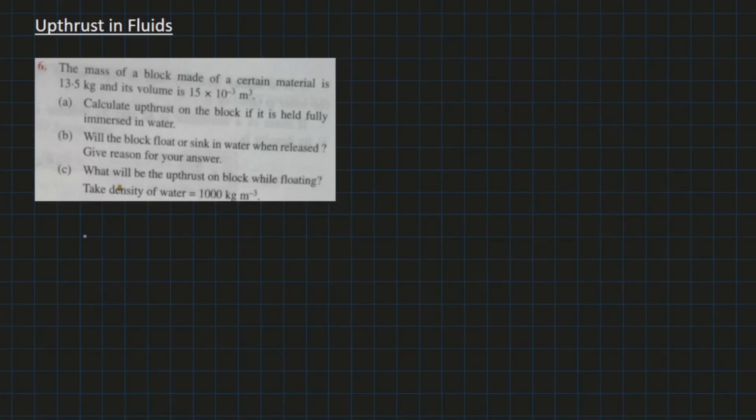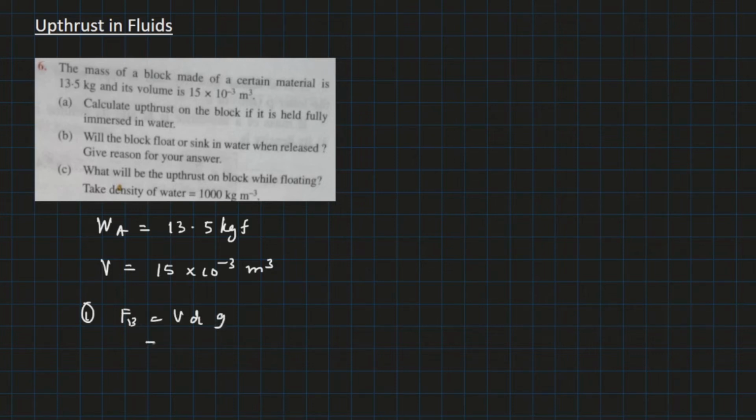What information we have in this question is the weight in air of this body is 13.5 kg. The mass is given to be 13.5 kg, so therefore the weight in air is 13.5 kgf. The volume of the body is given, that is 15 into 10 to the power minus 3 meter cube. The first thing that they want is the upthrust that the body experiences. So upthrust is VDLG, that is 15 into 10 to the power minus 3 into 1000 into g. So this cancels, and we have 15 kgf as the upthrust.